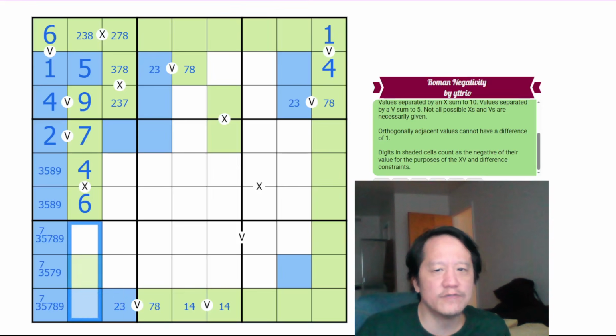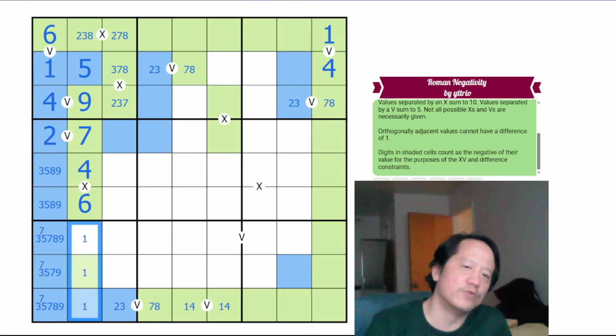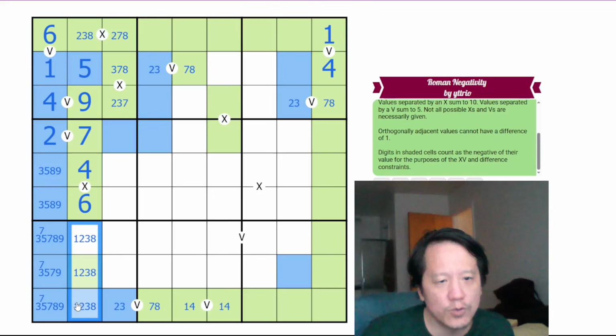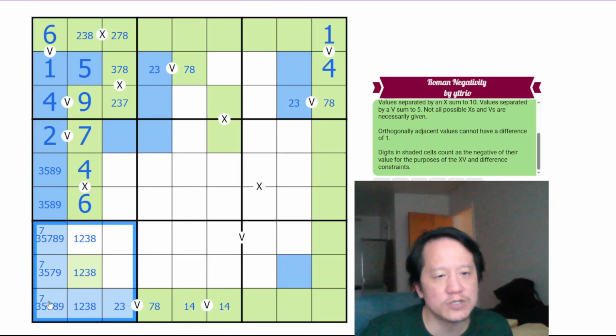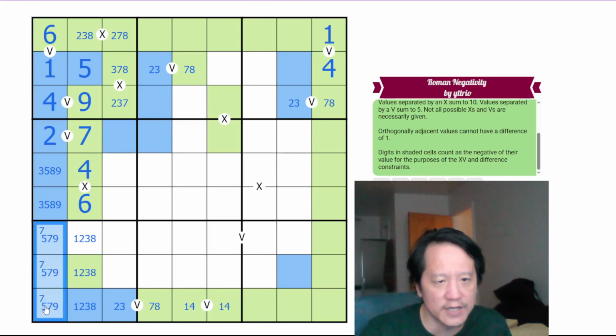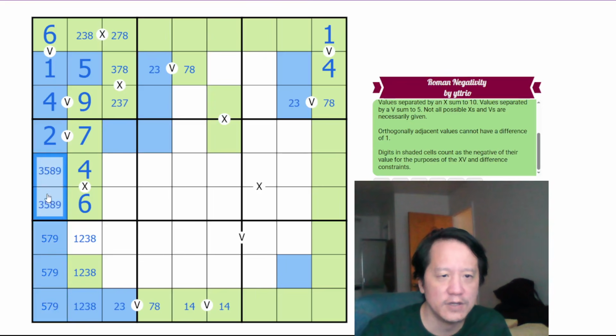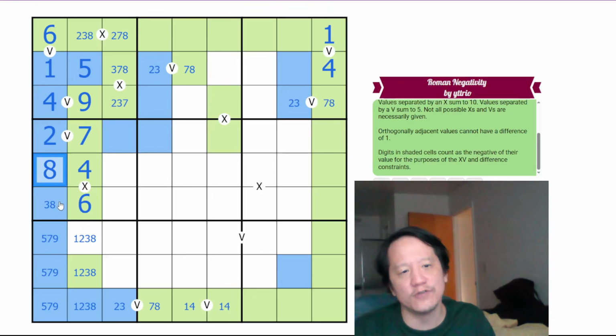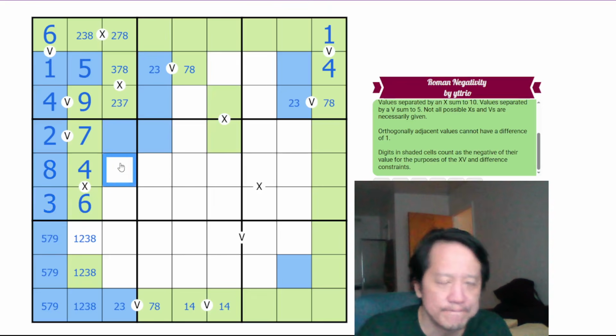Remaining digits of column 2. We have 1, 2, 3, and 8. And we have a 1, 2, 3, 8 quadruplet now in box 7, which eliminates 1, 2, 3, and 8 in the rest of the box. So there's no 3 here, no 8 here. This is 5, 7, 9 as a triplet, which eliminates 5, 7, 9 in the rest of the column. So this has to be 3, 8 as a pair. This can't be -3 next to the 2, -2. So this is -8 next to the -3.